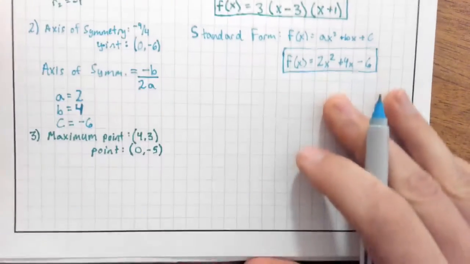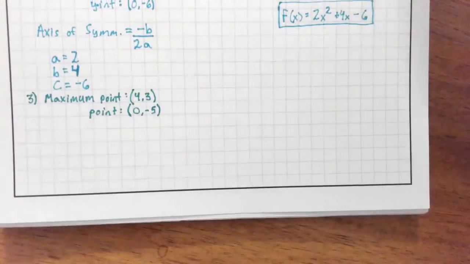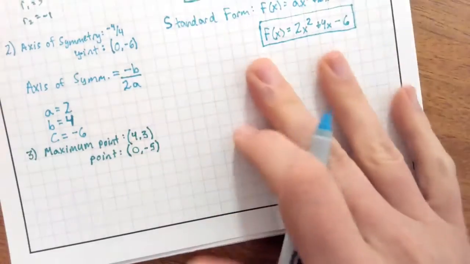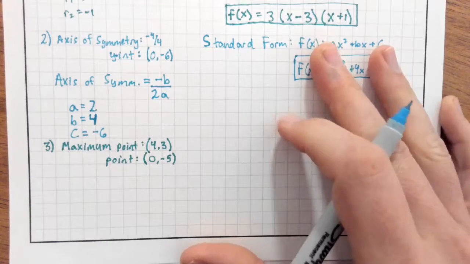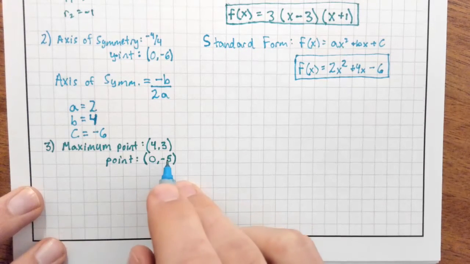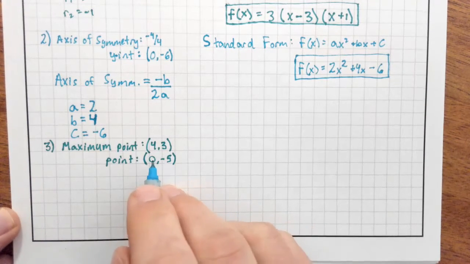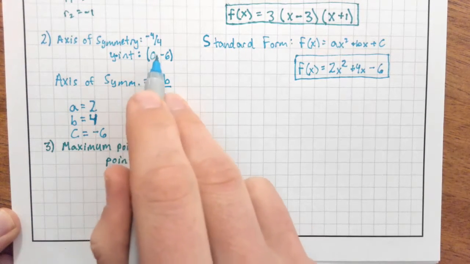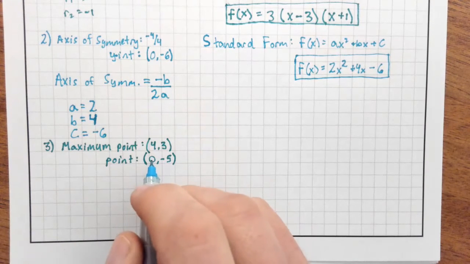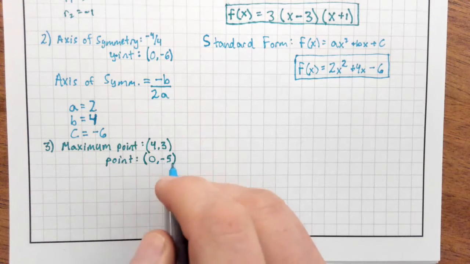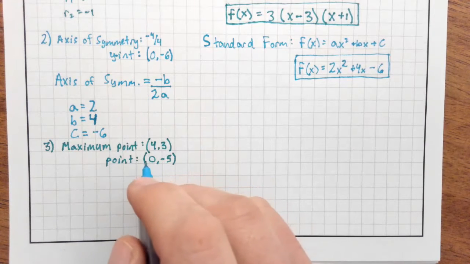Awesome. So our last one, a little bit different. We've got a maximum point at 4, 3, and it passes through the point 0, -5. So you probably remember that if the x value is 0, that's giving you the y-intercept. When the x value is 0, it gives you the y-intercept. So we have the y-intercept.